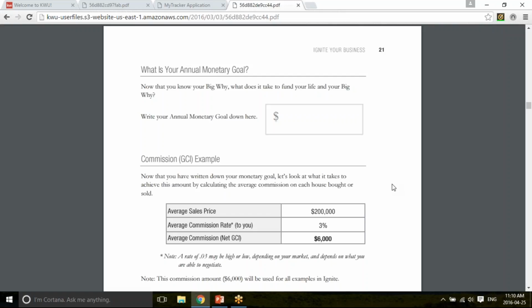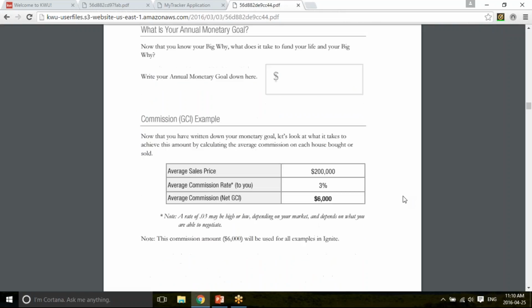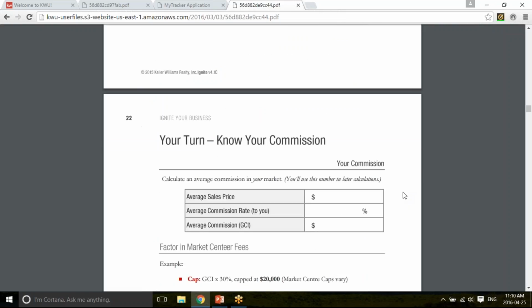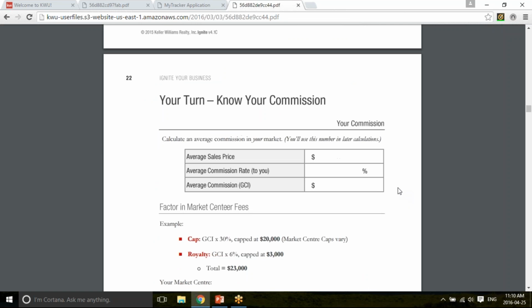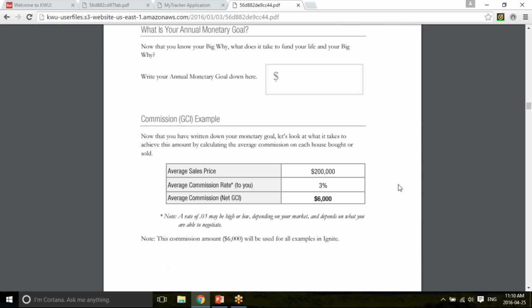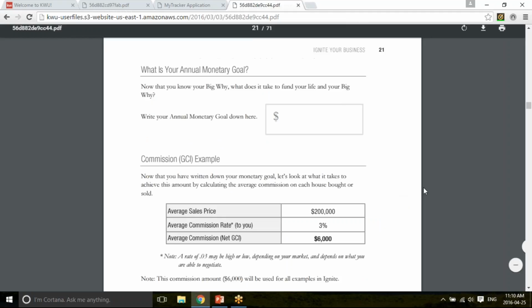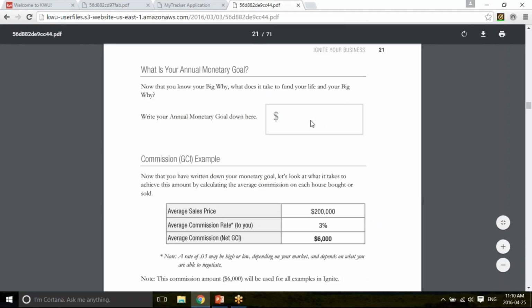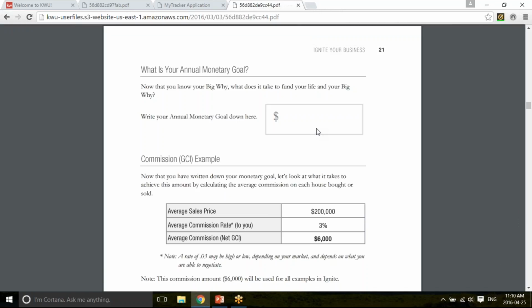I'll flip you over to page, no, sorry, I have to stay there for a second. Stay on 21 for one second. So let's take an annual monetary goal. Somebody give me a number. 100,000. I like a nice round number. Can my online people see the flip chart? Okay.